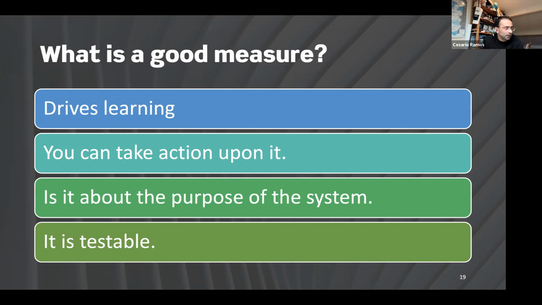So for example, if you say, well, team, your metric, our measure, is to make fewer mistakes. Let's measure that, fewer mistakes. Does that drive learning, fewer mistakes?